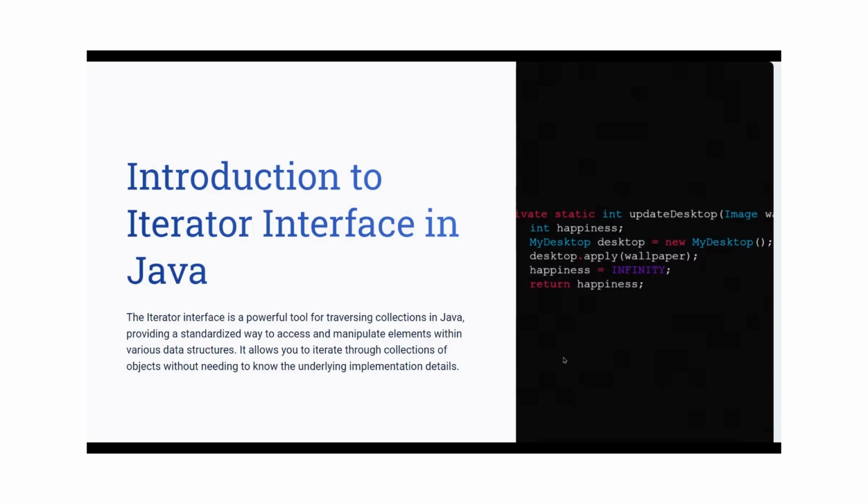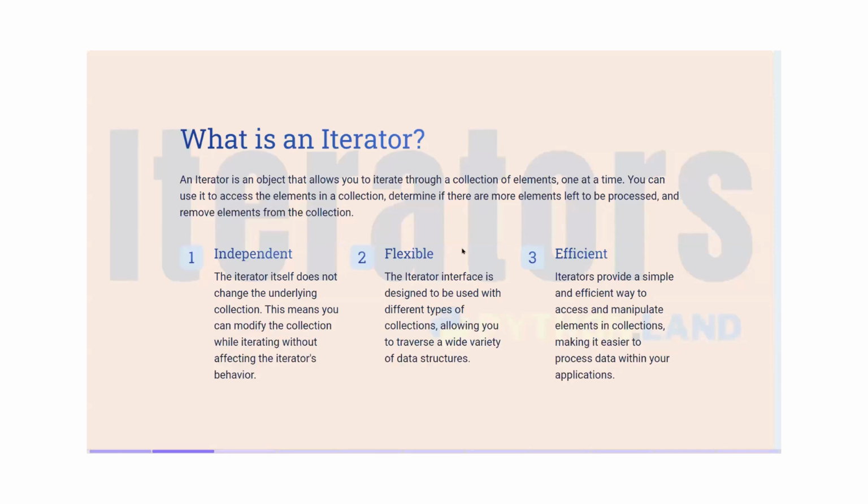So, first of all, let us know what an iterator is. An iterator is an object that allows you to iterate through a collection of elements, one at a time. You can use it to access the elements in a collection, determine if there are more elements left to be processed, and remove elements from the collection.